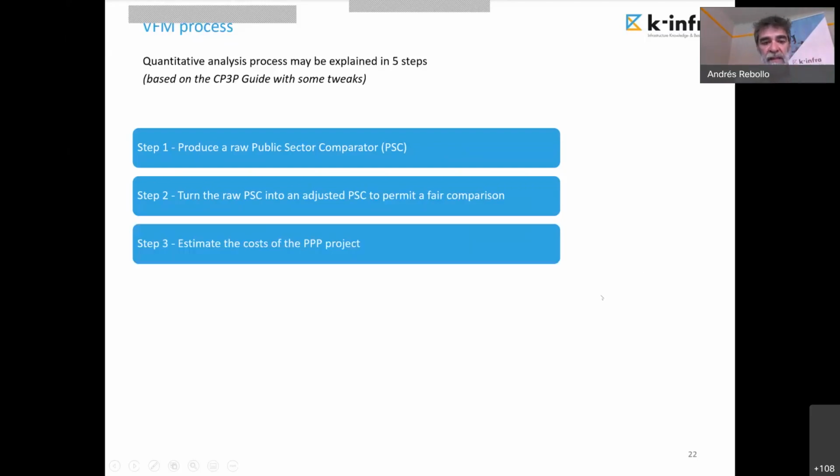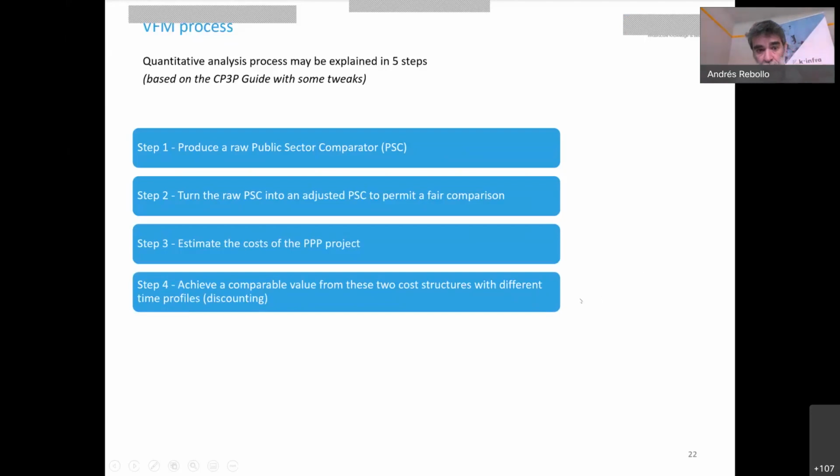Step 3, estimate the cost of the PPP project. Step 4, get a comparable value, discounting, because the two cost structures are quite different. Time profiles are quite different. And that can create a lot of distortion or differences in the respective values. You see that from the public perspective, in a conventional project, where is the cost concentrated, the payments that I will do? Mostly during construction, no? Because I'm paying directly for the construction of the project. And then lower payments during O&M.